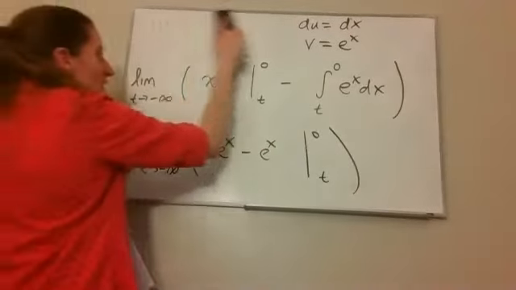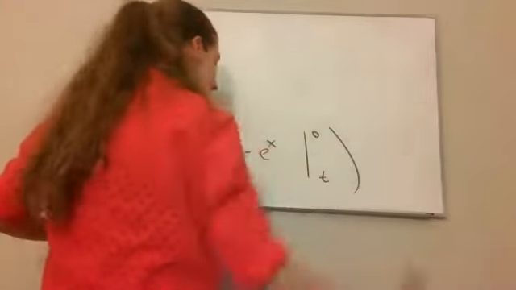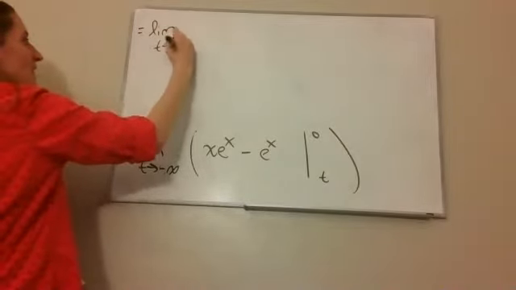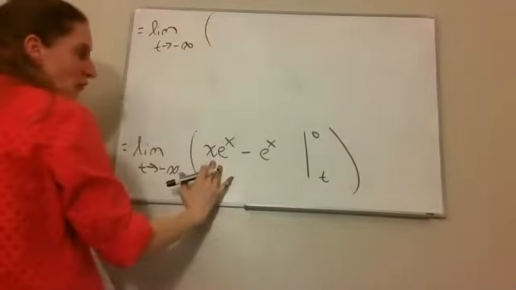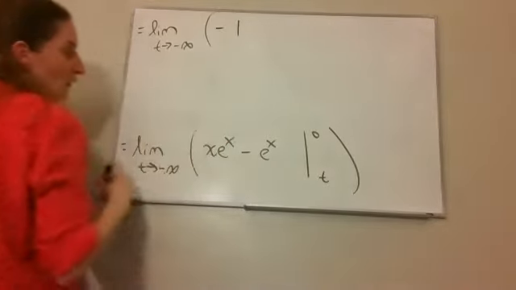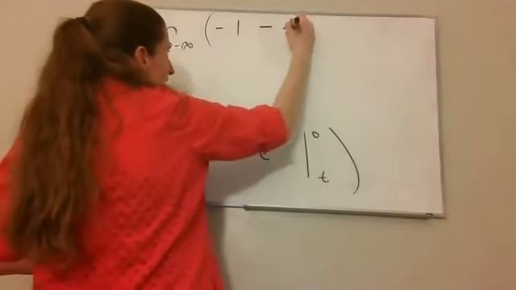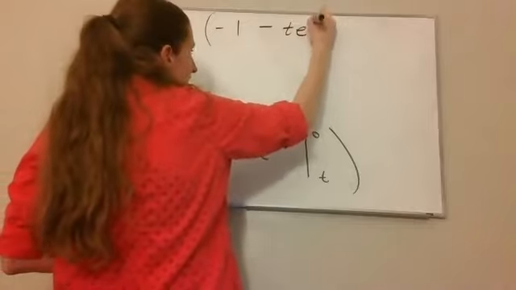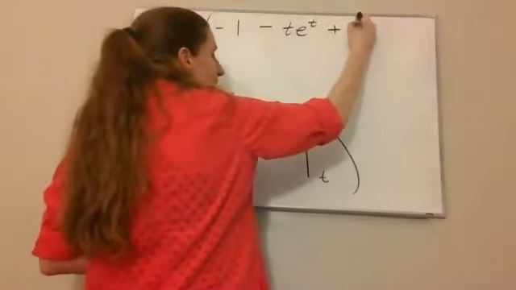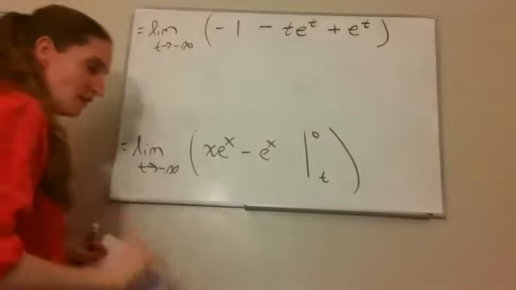Now, when I plug in the 0, well, we get 0 for the first term, and I would get negative 1, because e to the 0 is 1. And now I need to subtract what I get when I plug in t. So I get t e to the t, and minus the negative, so plus e to the t. And we just need to calculate this limit.